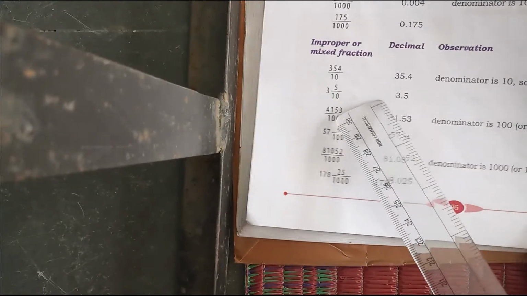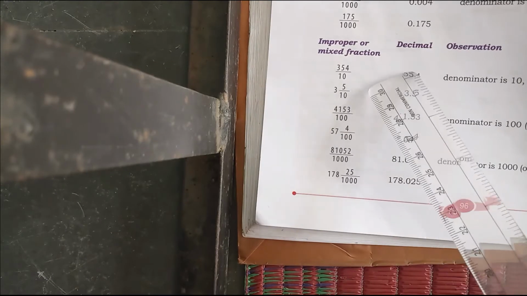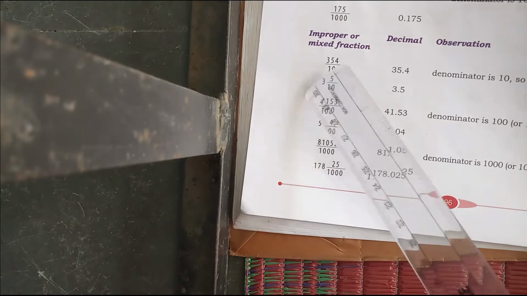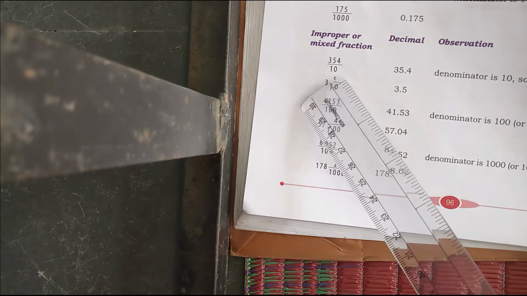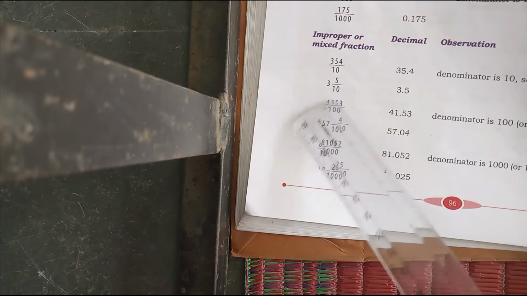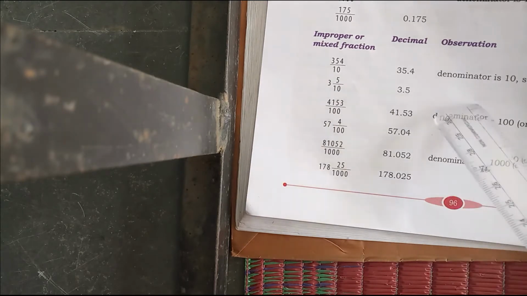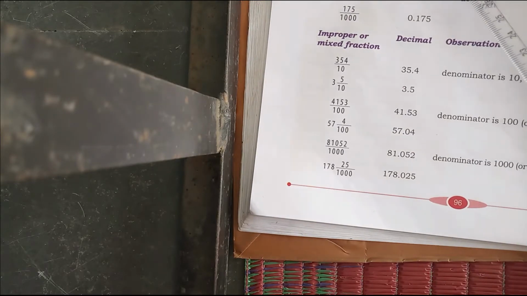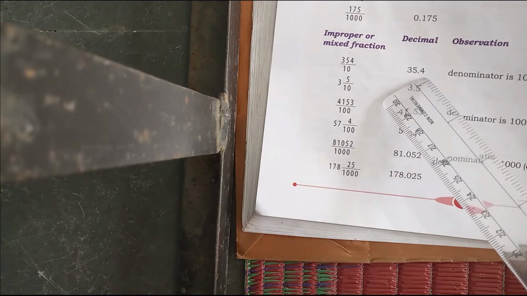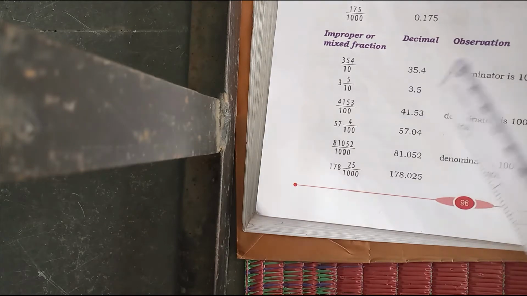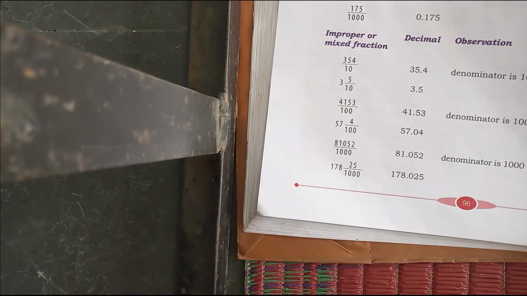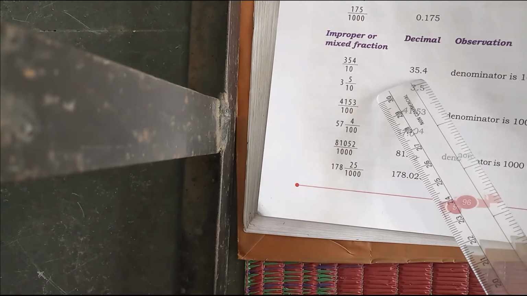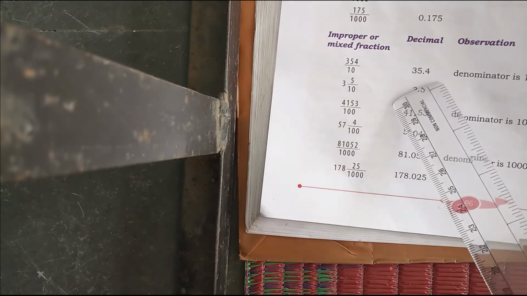Now, we shall move to the improper or mixed fraction, decimal and observation. See here, 354 divided by 10. Now, what will the answer be? 35.4. Denominator is 10, so 1 decimal place. Right, as I told earlier. So only 1 position is there, that is the tenths place. So 1 decimal only, that means 1 number. So for 1 decimal place, put 1 number, and after it you put a dot. That means 35.4 will come.